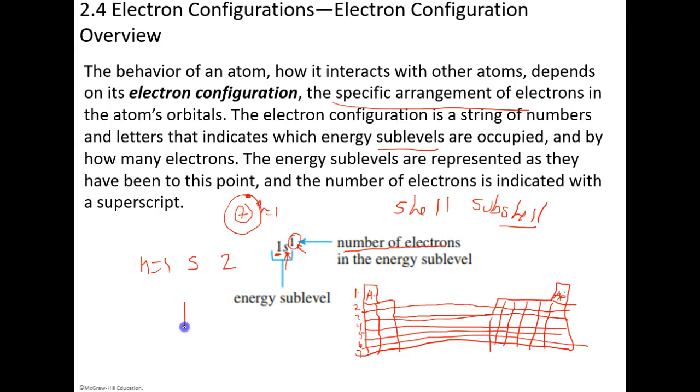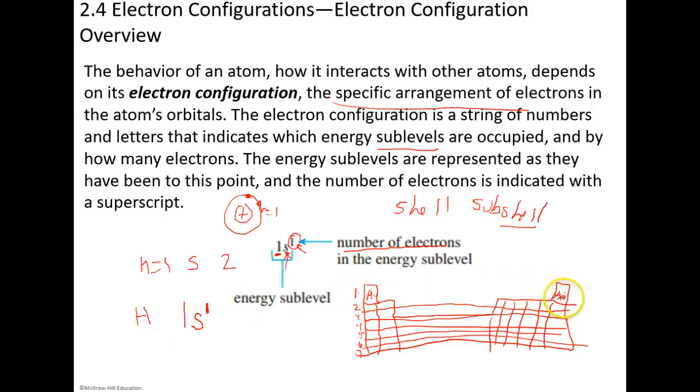So it's found in shell 1. It's found in an s orbital, because remember, all you have are s orbitals, the s subshell, and there's only 1 electron found in that s subshell. So the electron configuration is 1s1. This tells you the shell it's in, this tells you the subshell it's in, and this tells you how many electrons there are. So it's telling you the specific arrangement of the electron. Okay, so that's the electron configuration for hydrogen.